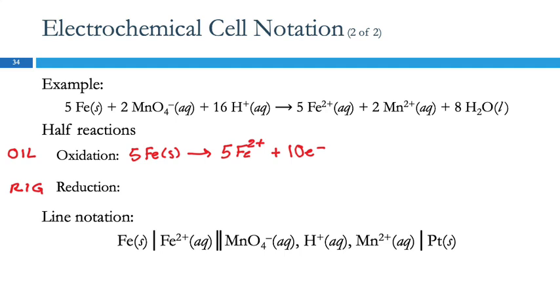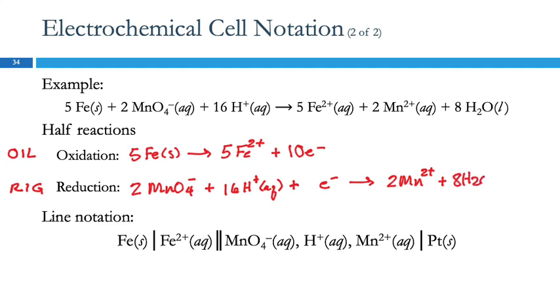So then the reduction reaction must be the other one, 2 MnO4 minus. And now those other things, the hydrogens and the waters, have to be in one of these, so they must belong to this one. 16 H+. This is the reduction half reaction, so this is gaining electrons. So I'm going to leave a space to put the electrons. And then we're going to end up with 2 Mn2+ and 8 H2O.